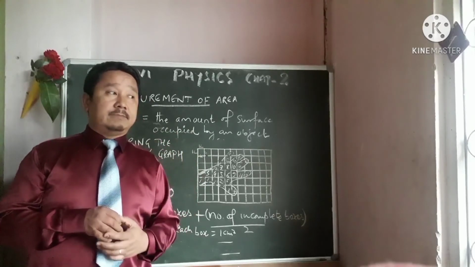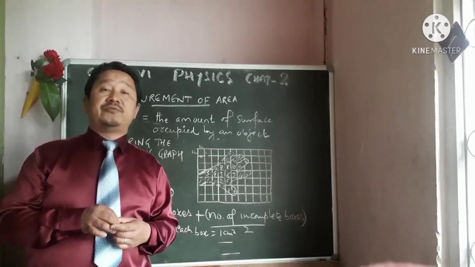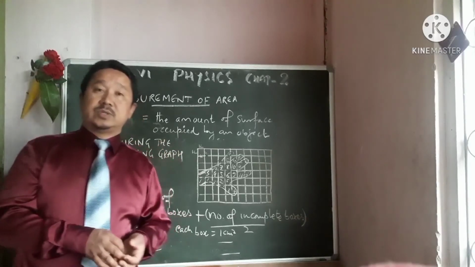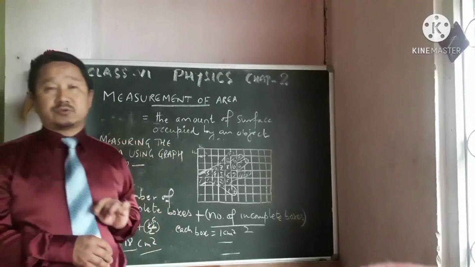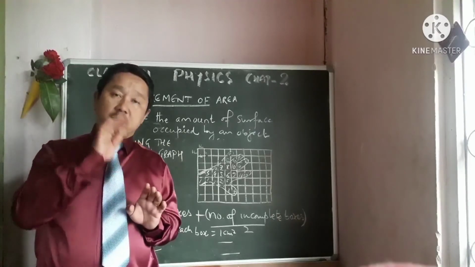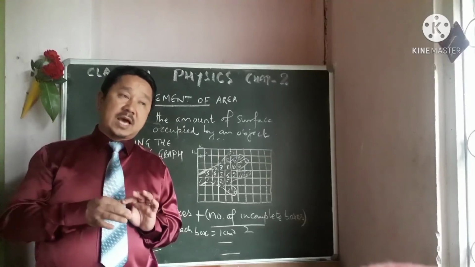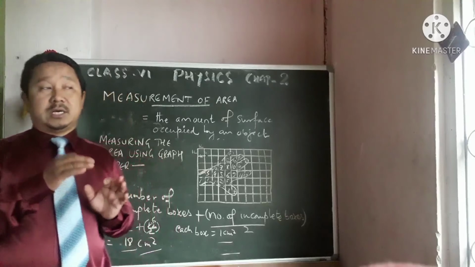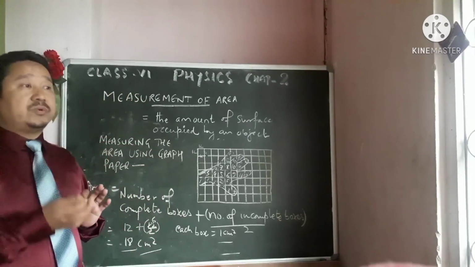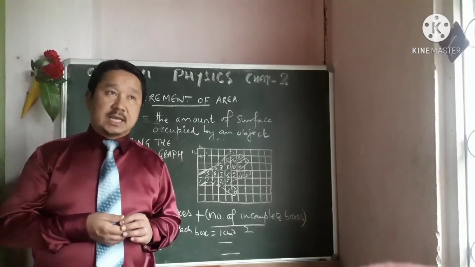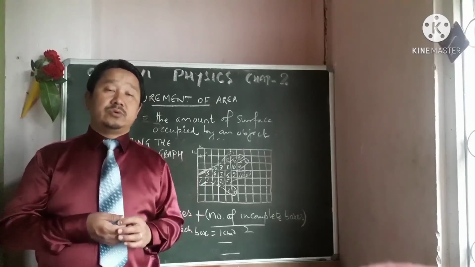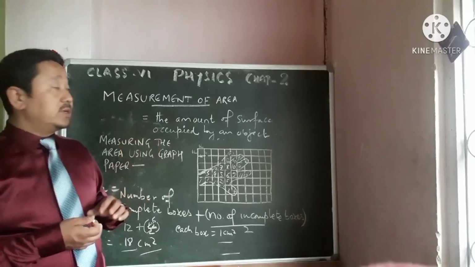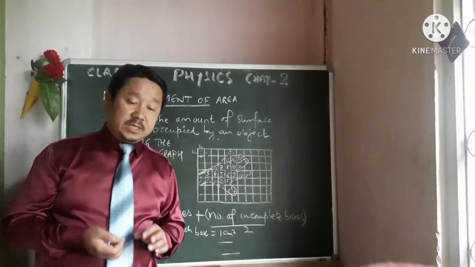Similarly, the area of a circle, if the shape is like a circle, we have the formula called pi r square. Pi means 22 upon 7, into r square. R means radius. That need not be done by you, because we will do that in your higher classes, like in 7 or 8 onwards, but it is not needed here.